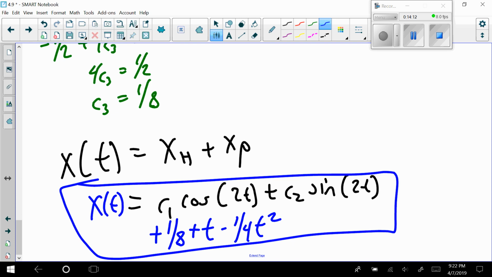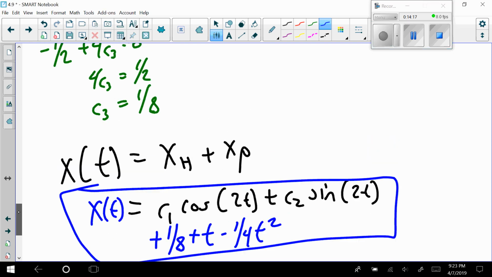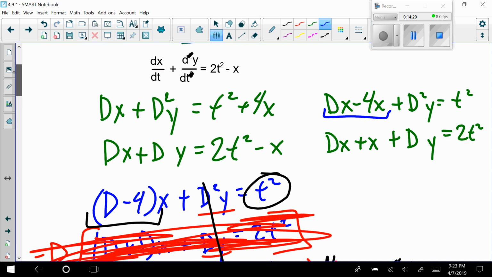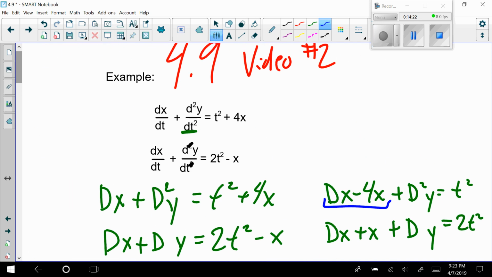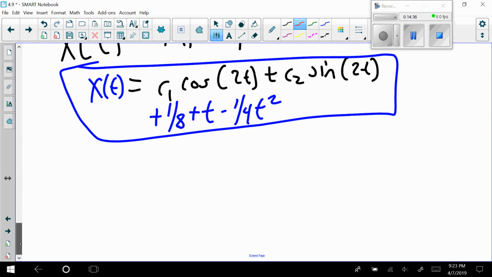We need to now get y, which means that we actually need an equation. I need an equation. Now, you can choose whichever equation you want. You really, really can. And I want to really push that. But this one here just looks easier because I don't have to deal with squareds, right? I don't have to deal with double primes. So if I can remember what I just looked at, right? That was x prime plus y prime equals 2t squared minus x.